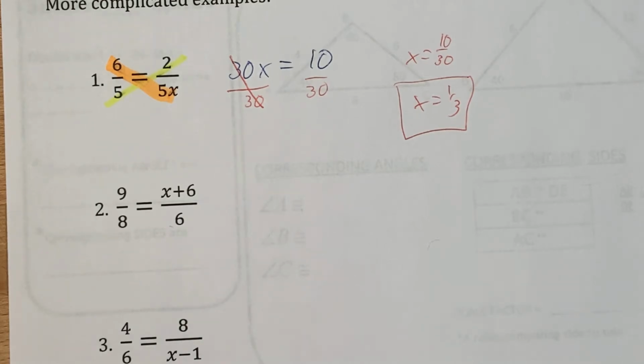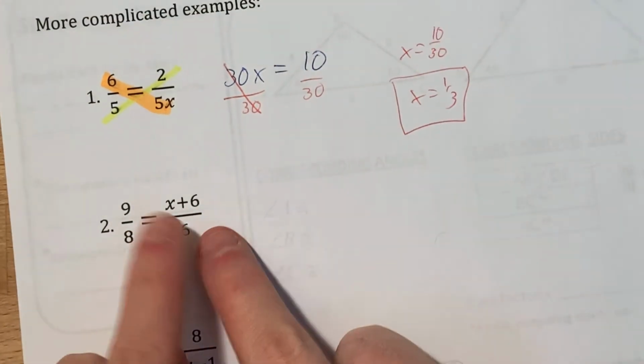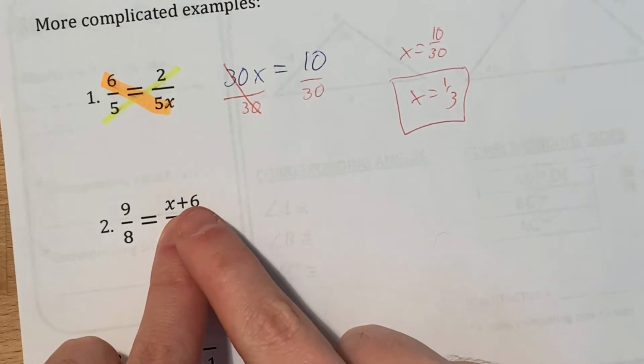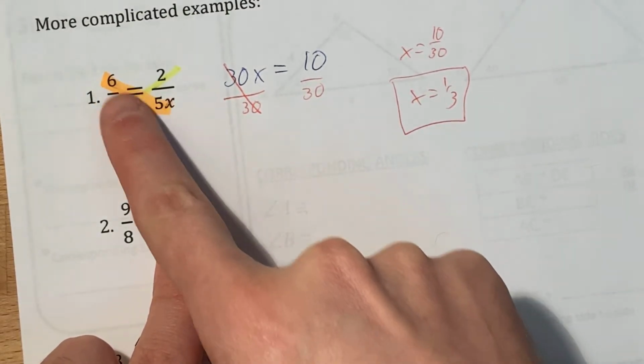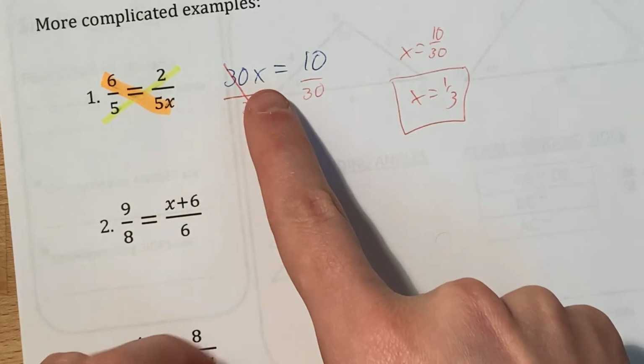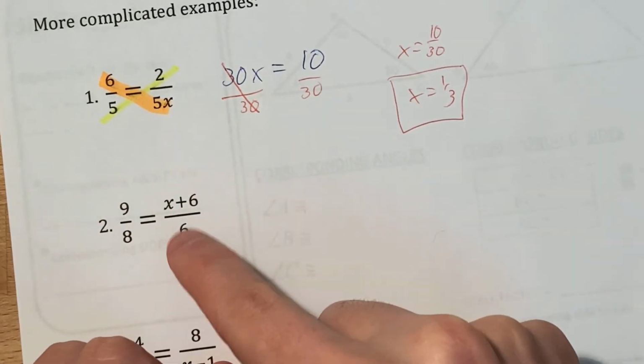Number 2, same thing, but with one extra thing. Notice here it has a plus sign. This one it was multiplying 5 times x, so we could just multiply 6 and 5 to get 30. But that is not the case here.